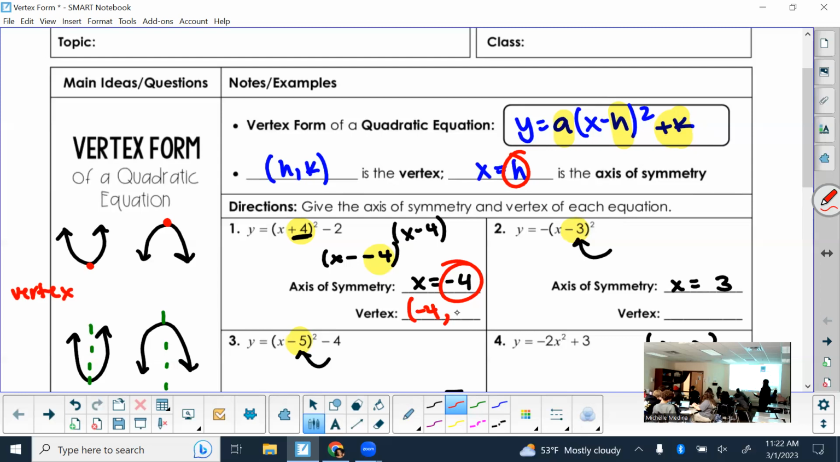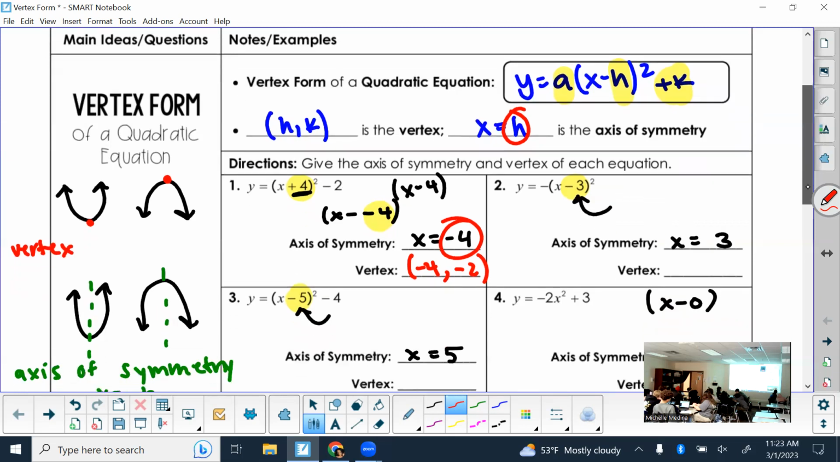And this number 1 is -2. It's whatever number is outside the parentheses, either being added or subtracted to the problem. Not multiplied like the A is. Just whatever is being added or subtracted outside of the parentheses. And that one's easy. That one matches the sign that it looks like in the problem. So H is always opposite. K is always the same as what's in the problem.